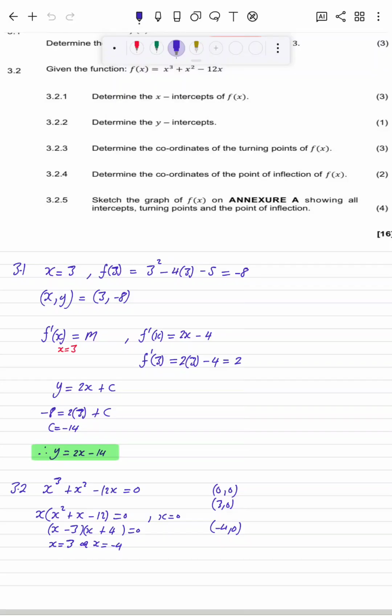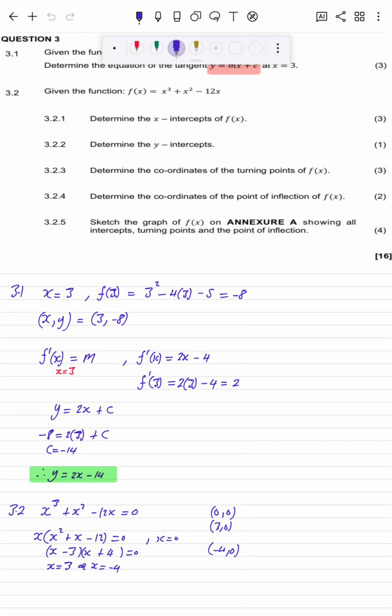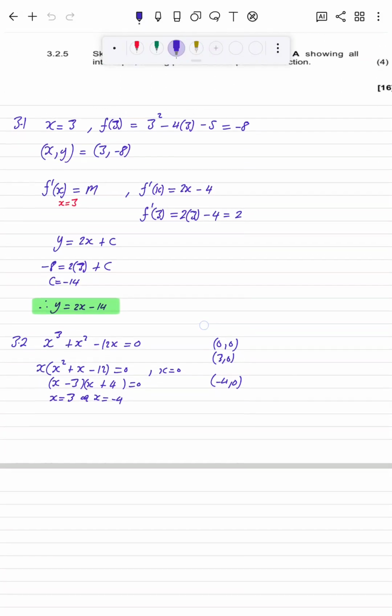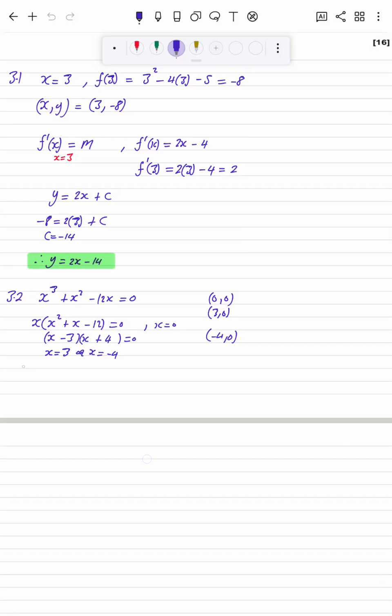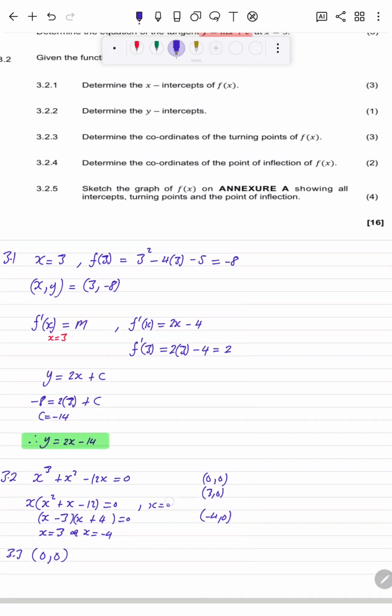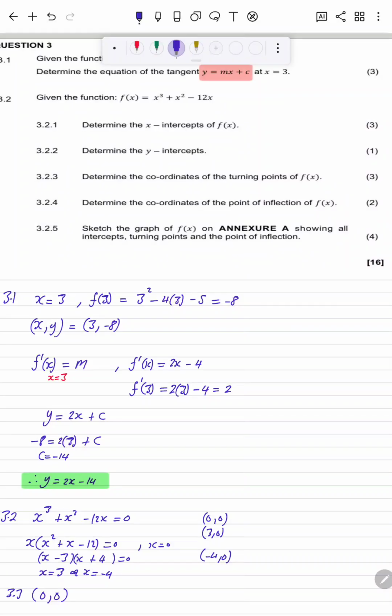Then the next question says the y-intercept. Remember, the y-intercept is when x equals 0. Because you have x to the power 3, x squared, and minus 12x, when you replace x by 0 in each and every term, all the terms will disappear. So for 3.3, we're simply going to have 0 and 0, because, like I said, 0 to the power 3 plus 0 squared minus 12 times 0 gives 0. So the y-intercept is very easy to work out.